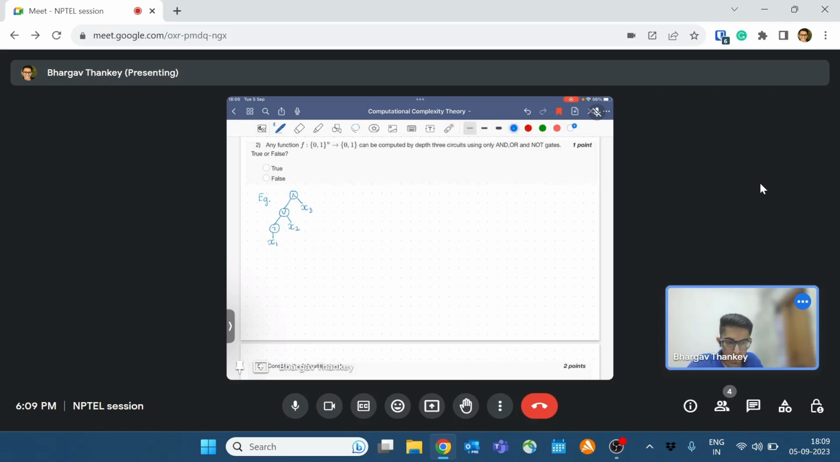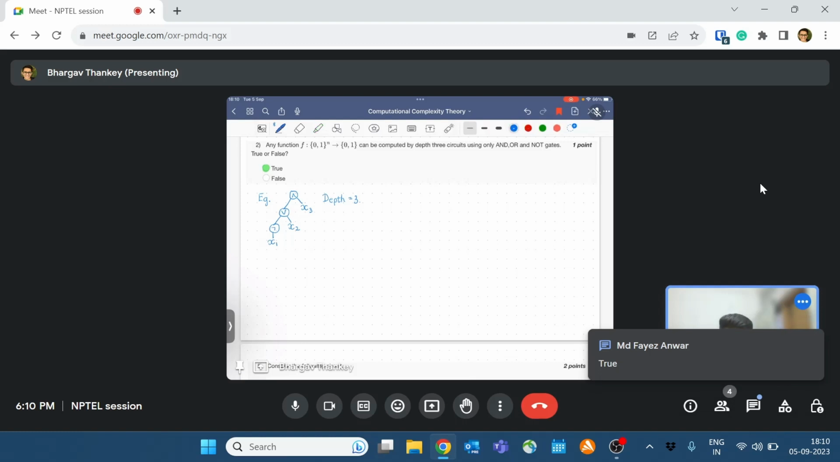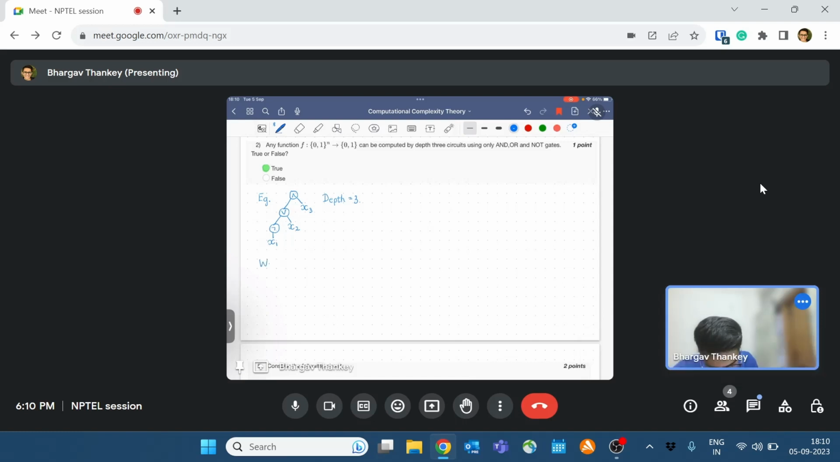Okay, so now that you know what depth is, what do you think? Is this statement true or false? Okay, so the statement is true, and here's why. Given f, write f as a CNF or DNF.